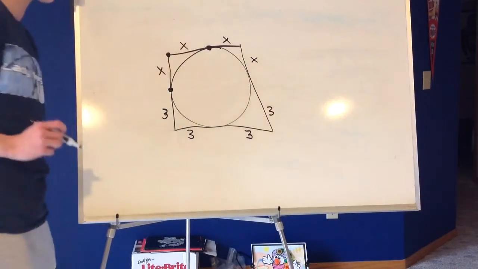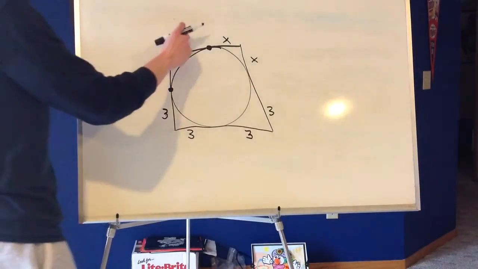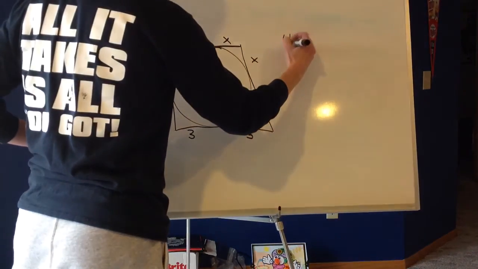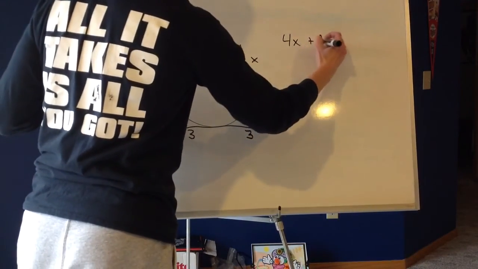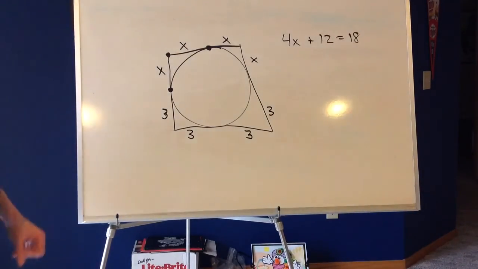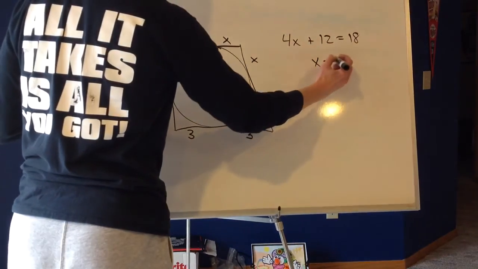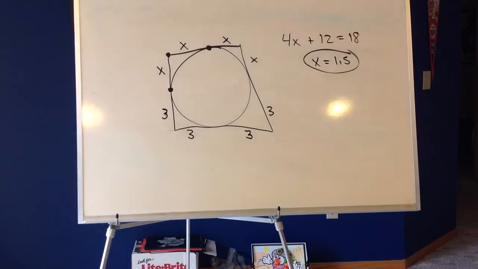Okay, so it works all the way around, and it tells us perimeter is 18, so I want to add all those up to equal 18. So x, x, x, x would be 4x. 3, 3, 3, 3 would be 12, and that would have to equal 18. Do your normal solving, and you would end up with x equals 1.5, or 3 over 2 if you wanted to leave it that way.